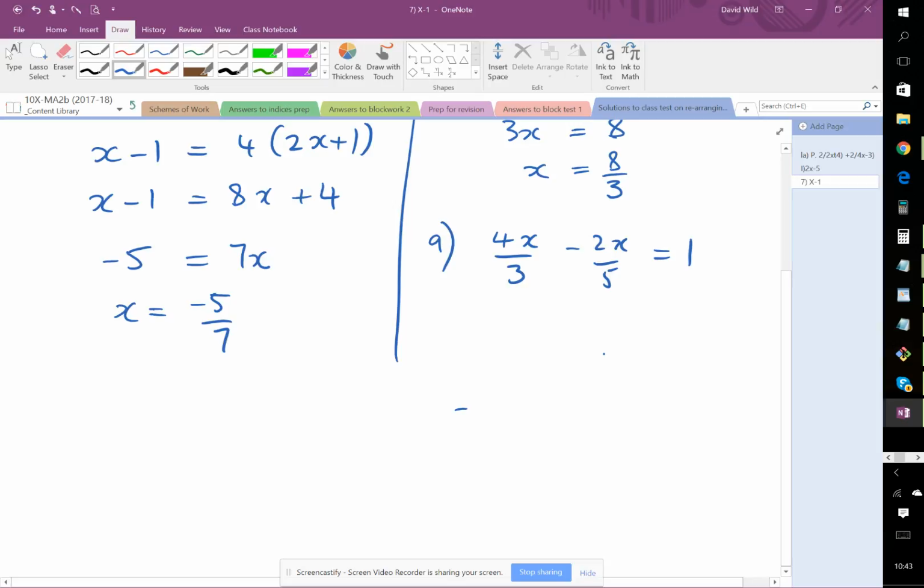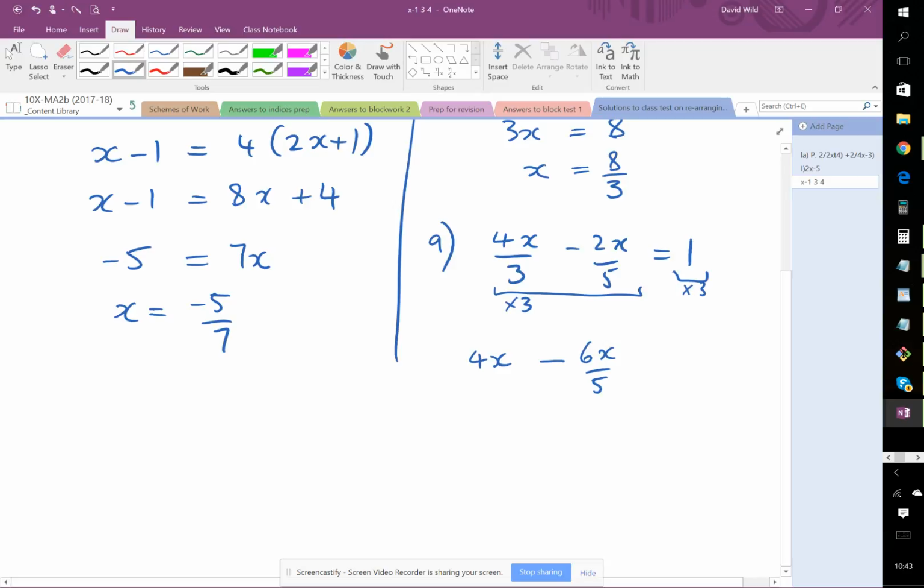Let's say we don't multiply both sides by 15, but we do it bit by bit. Multiply both sides by 3, okay? Just by 3. So I'm going to multiply all of this by 3 and all of this by 3. If we multiply this by 3, what do we get? 4x. Now we must multiply this by 3 as well, and that gets 6x over 5. Look, 2 times x over 5 times 3 is 6 times x over 5.